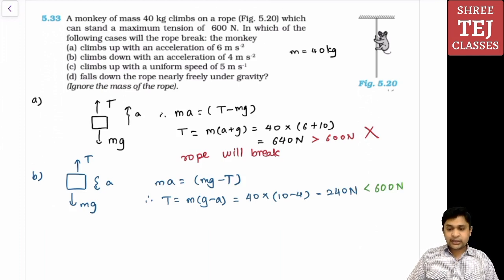Which is less than 600 Newton. Therefore, here the rope will not break.